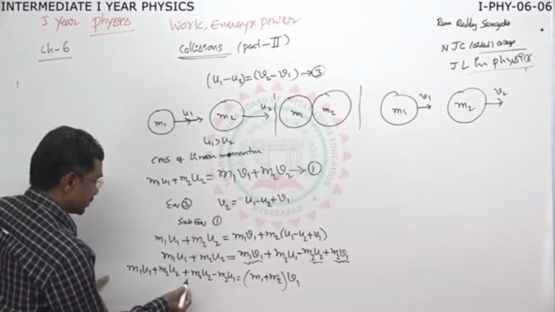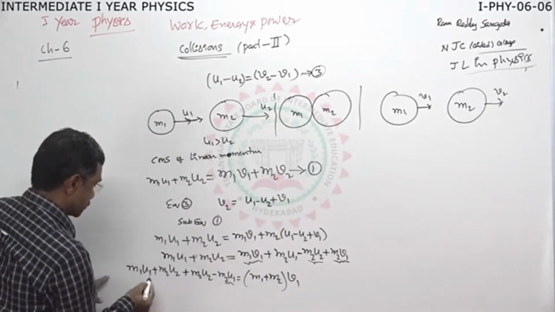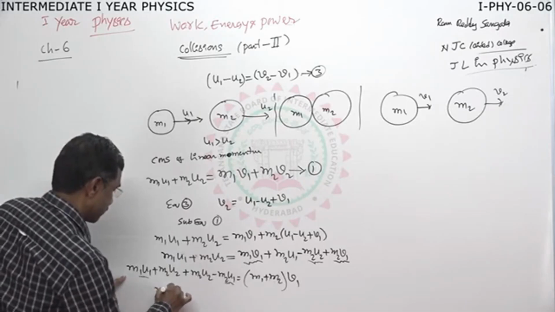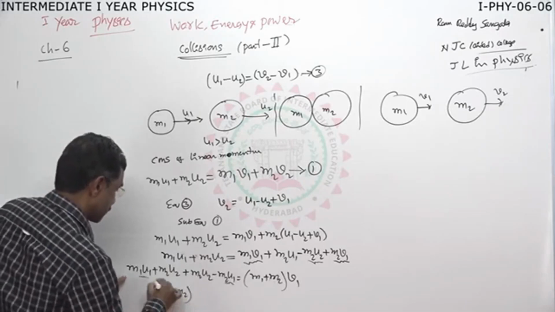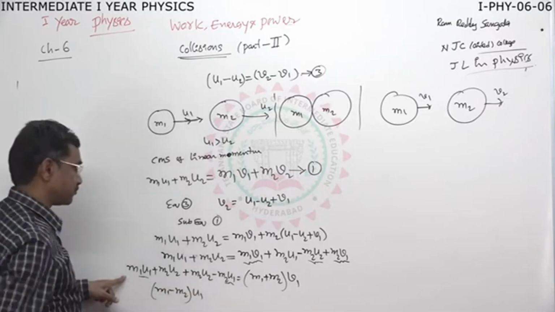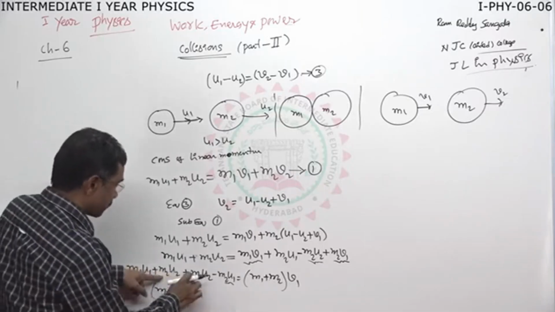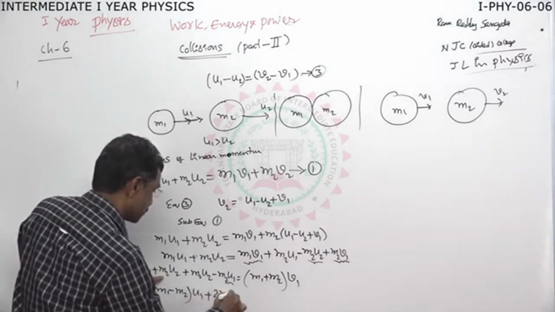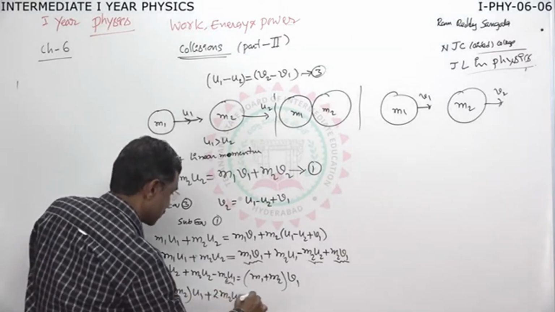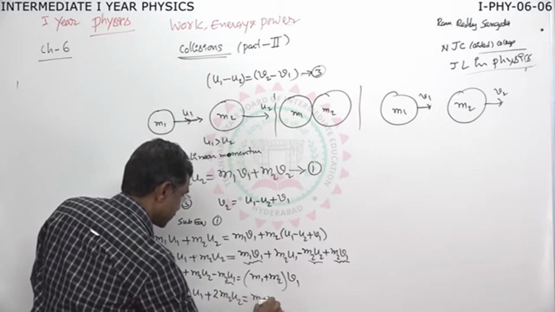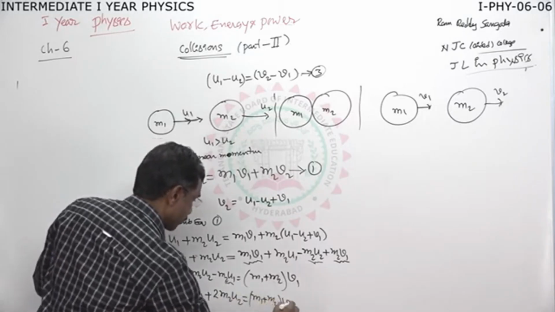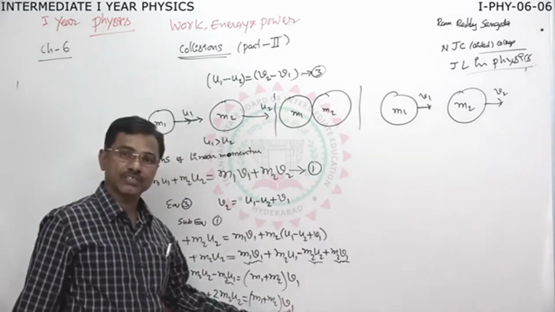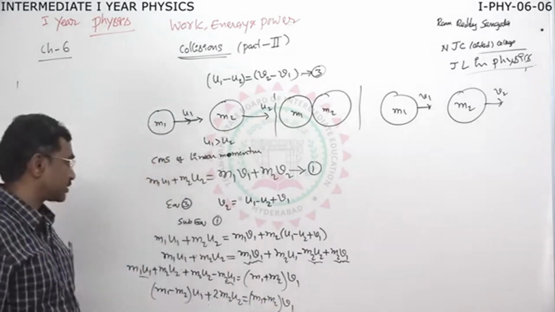Now see here, these two terms, U1 is common. I'll write M1 minus M2, U1 taken common, and then M2 U2 plus M2 U2, twice, 2 M2 U2. This is equal to M1 plus M2 V1. Now we want the equation for V1, isn't it? Send this M1 plus M2 that side.